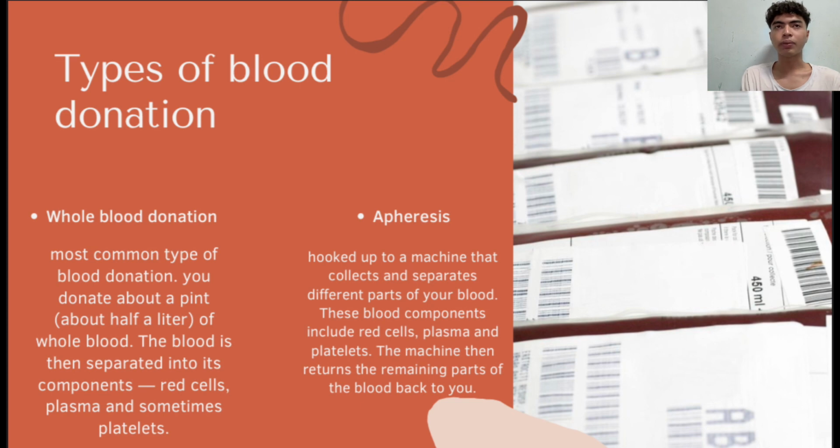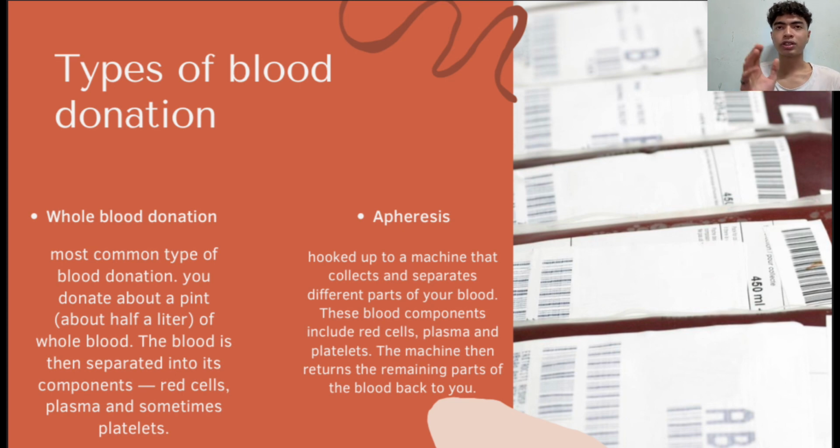So the first type of blood donation is whole blood donation. It is the most common type of blood donation, as you donate about a pint of whole blood, basically half a liter of blood. The blood is then separated into its components: red cells, plasma, and sometimes platelets. So all of your blood components are gathered in whole blood donation.